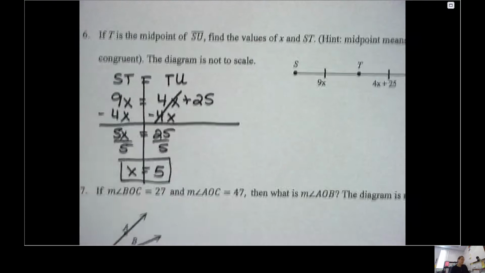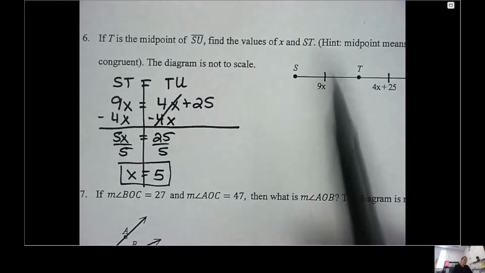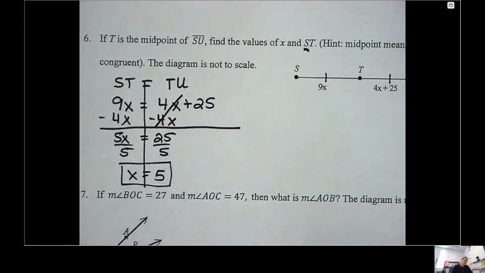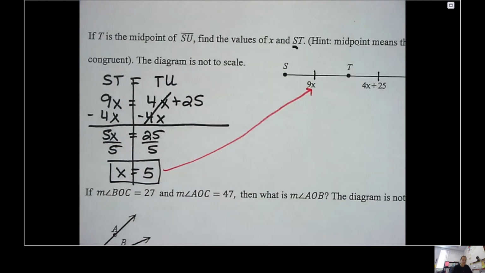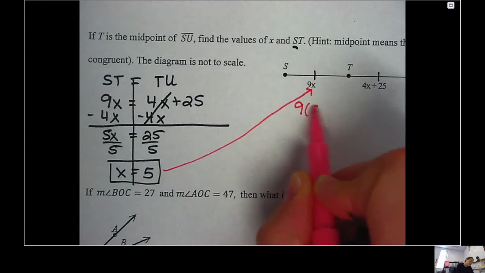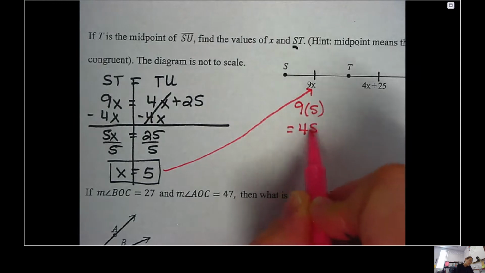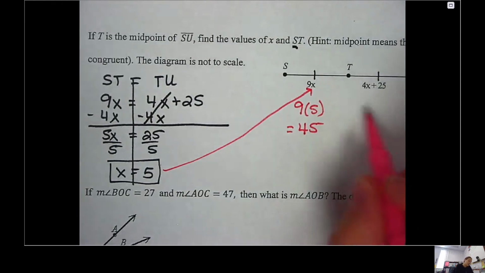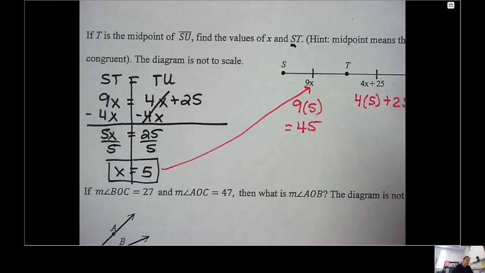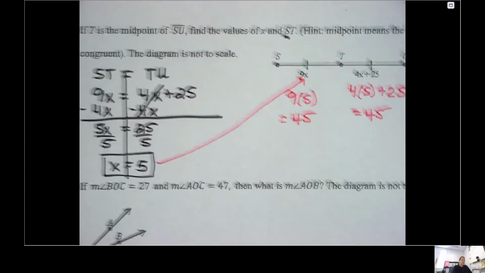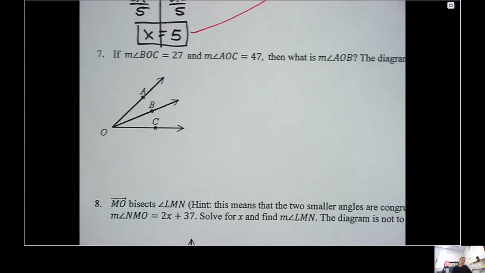And that's fantastic, but it also asks me to find the value of ST. So I'm going to take that 5 and I'm going to substitute it in right here for the value of x. So 9 times 5 gives me 45. And just to check my work, I can plug it in over here as well. 4 times 5 plus 25. I should get the same answer. So 4 times 5 is 20 plus 25 is 45. And I'm done. So even if I don't ask you for it, you can always plug it in and check just to make sure your problem is correct.